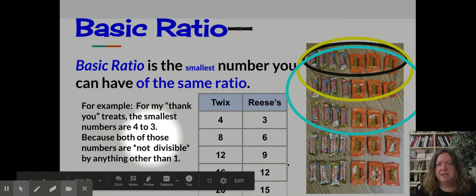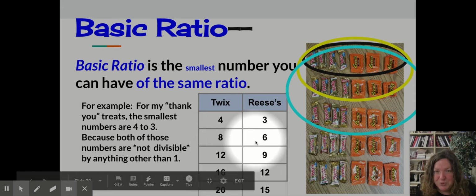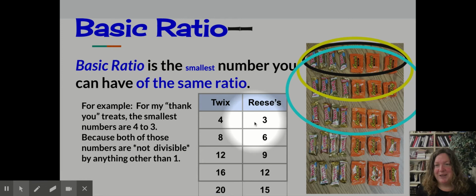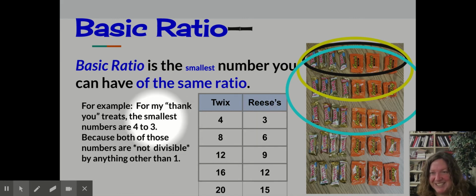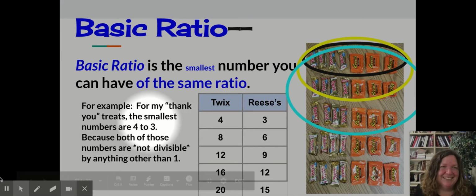Let's take a look at this 12 to 9. Both of those numbers are divisible by 3. 8 to 6. Both of those numbers are divisible by 2. 20 to 15. Both of those numbers are divisible by 5. 4 to 3. They're only divisible by 1. That's how you know you've got the basic ratio. Now, this is going to be fun because let's take a look at this McDonald's style.